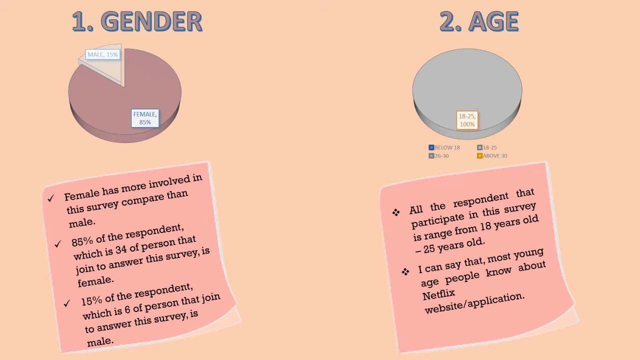Second is age. From the graph, we can see that all the respondents that participated in the survey ranged from 18 years old to 25 years old. And from this, I can say that most young people know about the Netflix website or application.